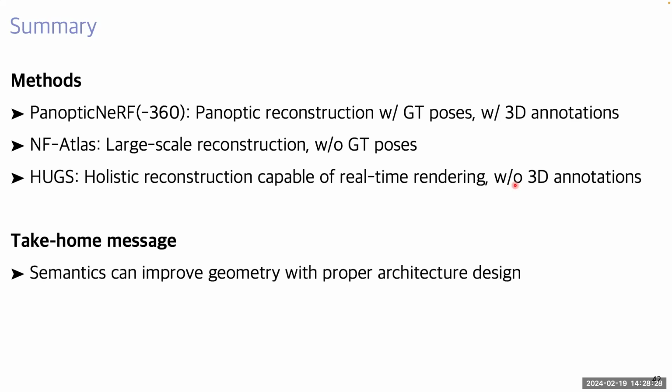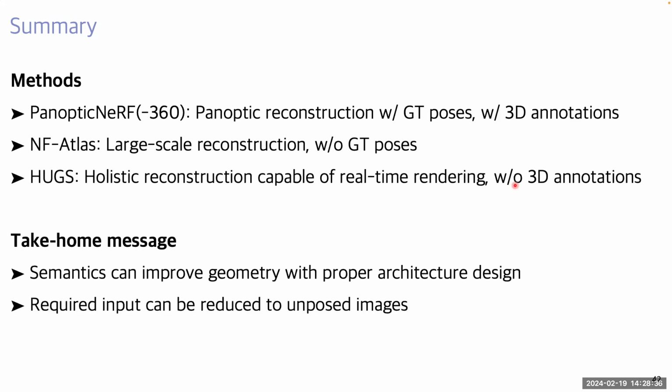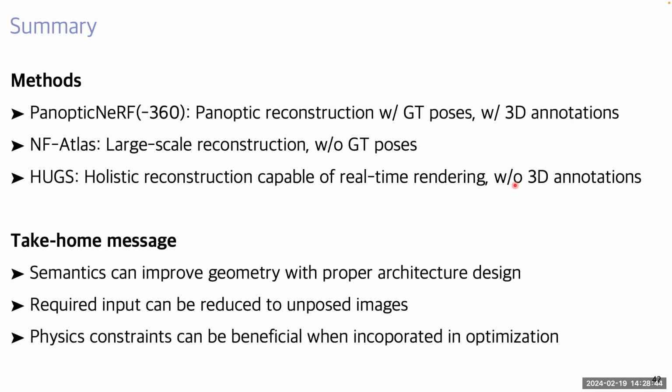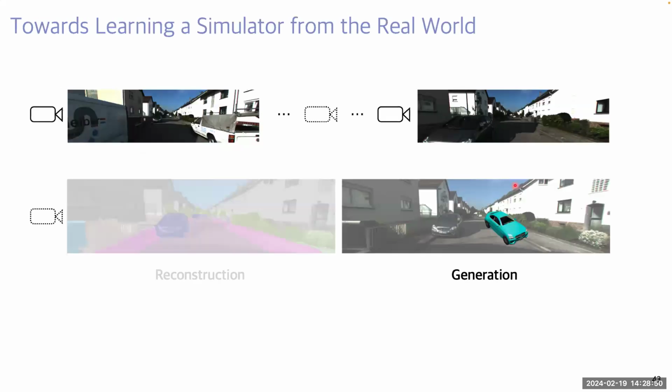Some take-home messages here. We do observe that semantics can improve geometry with proper architecture design. And the required input can be reduced to unposed images, which means that the pose can also be jointly optimized. And lastly, physics constraints can be beneficial when incorporated in the optimization. Okay, so that's about the reconstruction part.